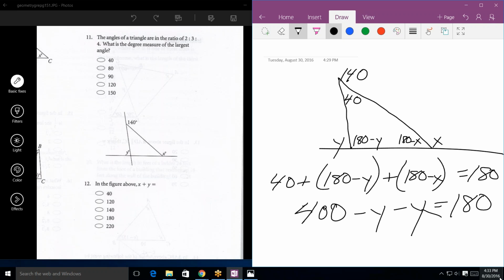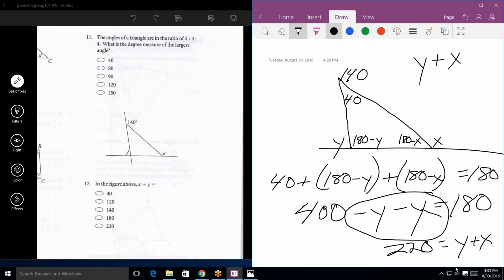Okay. Now, what we're trying to solve for is not y or x, but y plus x. Well, if I take that negative y minus x and move it to the other side of the equation, it's going to come out y plus x, right? So 180 plus y plus x equals 400. And then what you can do is subtract 180. Exactly. And get 220. So when I solve it purely algebraically, I get the right answer.